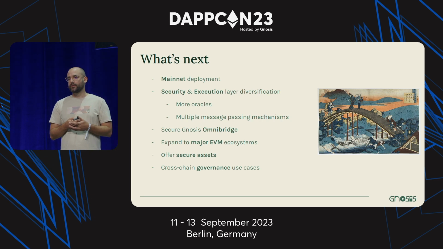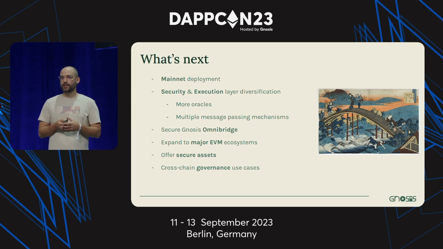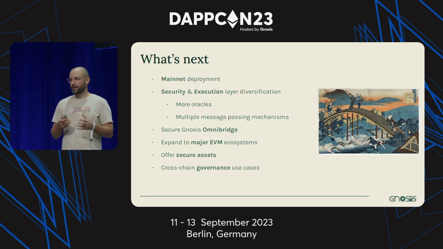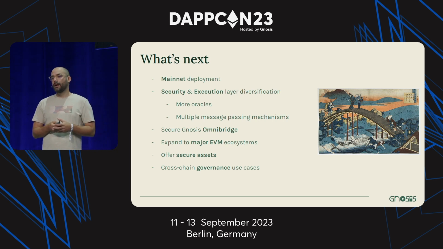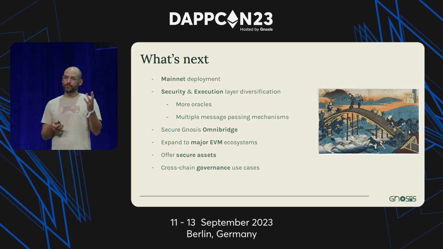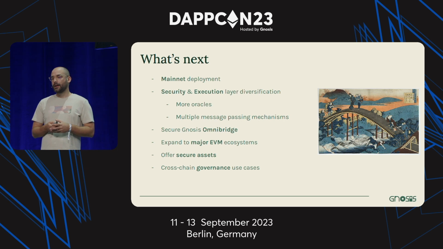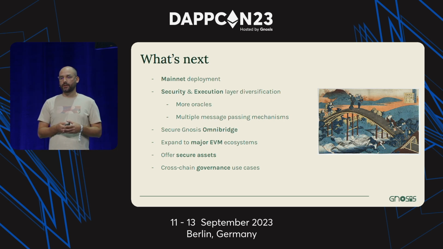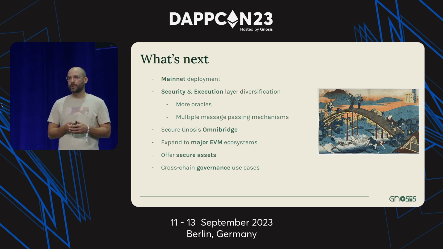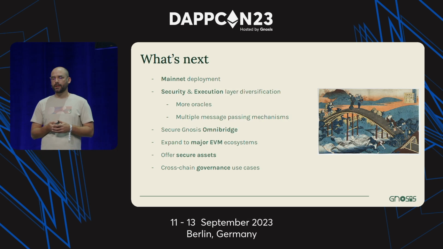One of the biggest milestones is to get the Gnosis Omnibridge as it is right now and upgrade it and secure it with this model, which will upgrade the security of the whole chain, essentially, not only the bridge. Expansion to major EVM ecosystems, and also non-EVM, but it is quite easy to do. Eventually offering secure assets with the example I mentioned before, and also cross-chain governance use cases, which is something we've seen many DAOs exploring, especially last year.